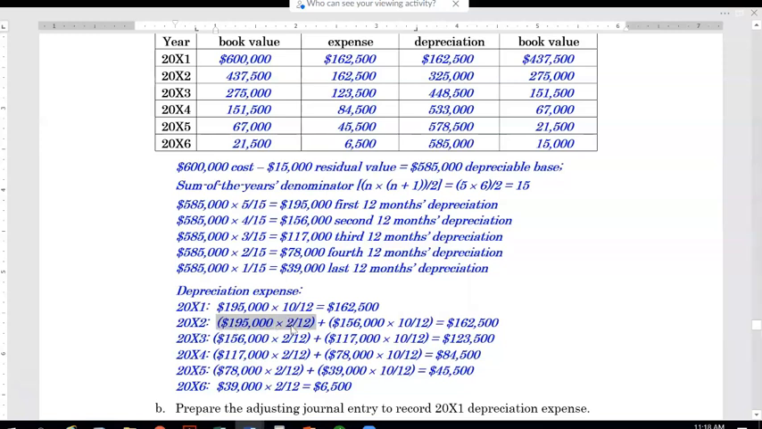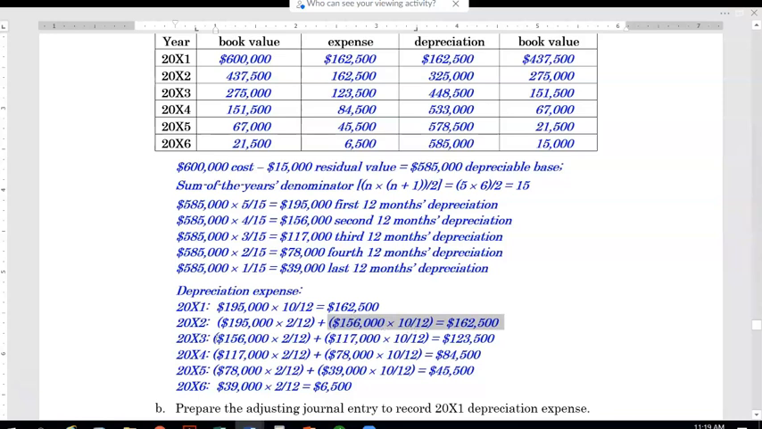195,000, but 2 months is left, plus from year 2, I have $156,000 to depreciate, but it's just 10 months left from year 2 to do that. So 156 times 10 out of 12, add them up. It is 162,500 in year 2 for the depreciation. Happens to be like year 1. That's fine. This 156,000 is just 10 months.